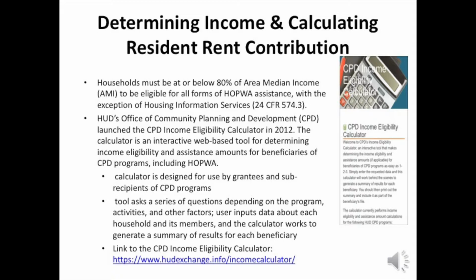The Department of Housing and Urban Development's Office of Community Planning and Development, known as CPD, launched the CPD Income Eligibility Calculator in 2012. The calculator is an interactive web-based tool for determining income eligibility and assistance amount for beneficiaries of CPD programs, including HOPWA. The calculator is designed for use by grantees and subrecipients of CPD programs.